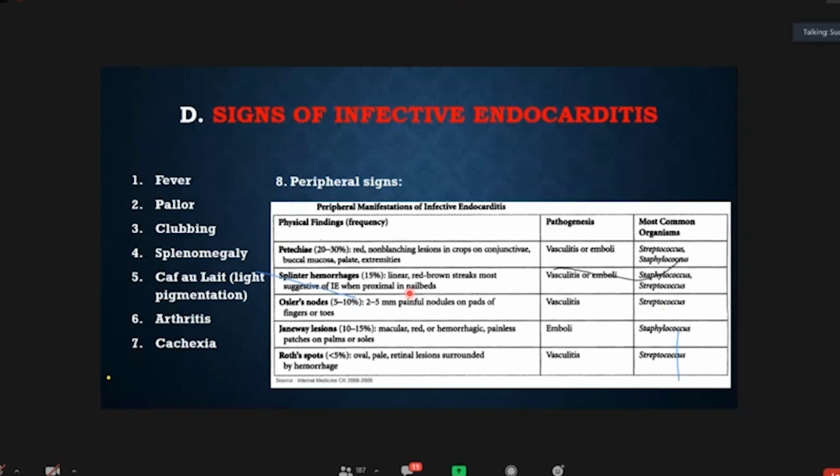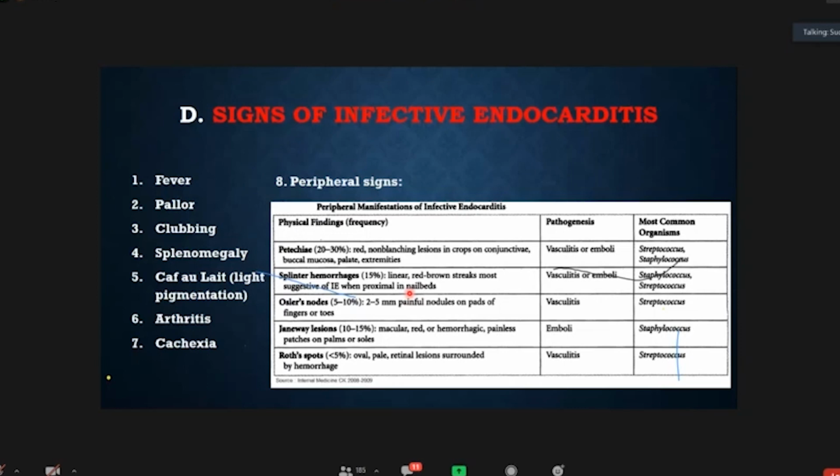Remember, they are not asking you this. Start from the first. What is the most common sign you get in infective endocarditis? It is fever. The most common sign is fever. Always say there is no fever or there is fever. There is pallor or not. Pallor is again an important peripheral sign in infective endocarditis. There is clubbing or not. Clubbing takes 4 to 6 weeks to develop in infective endocarditis. So there is clubbing or no clubbing. Then there is splenomegaly or no splenomegaly. You can get cafe au lait pigmentation, some light pigmentation. Then you can get arthritis and cachexia.